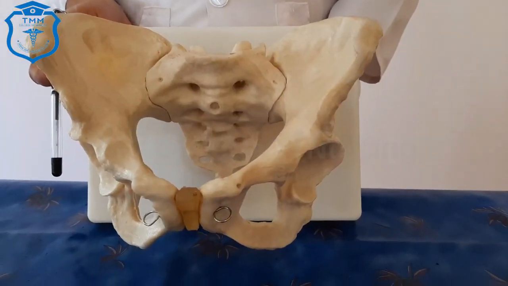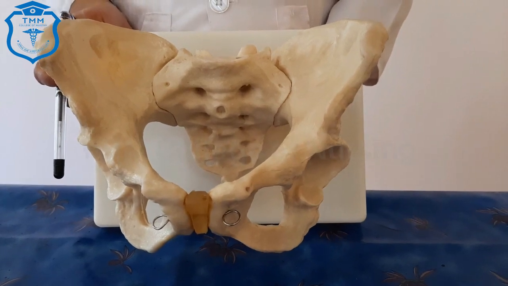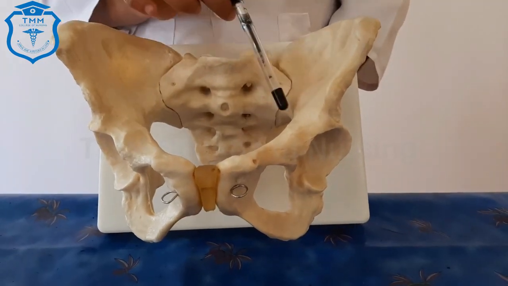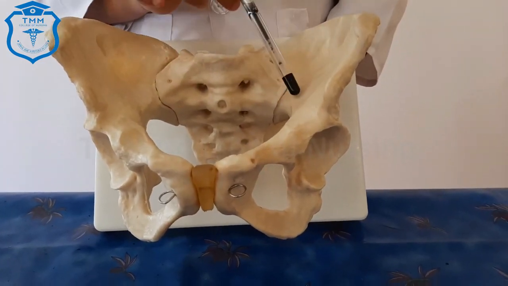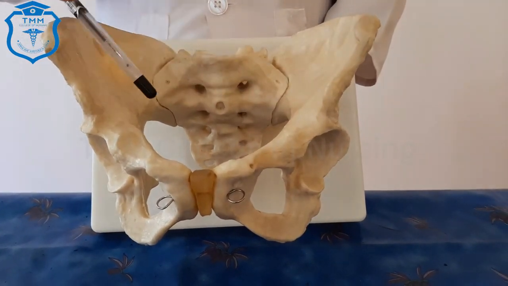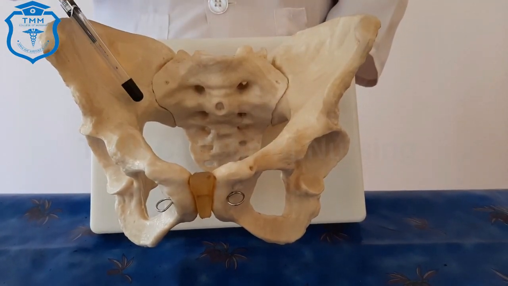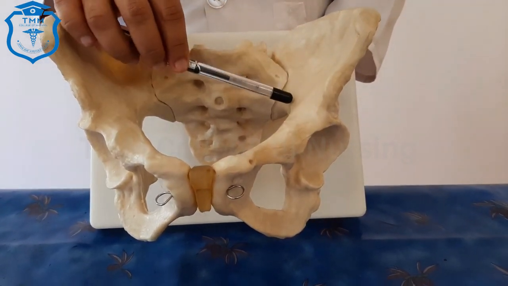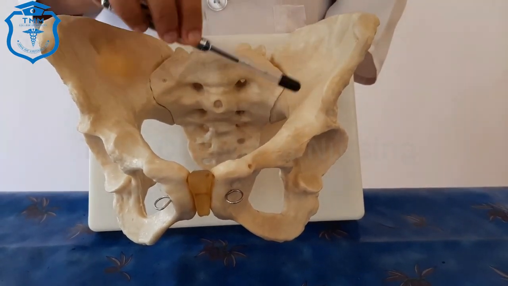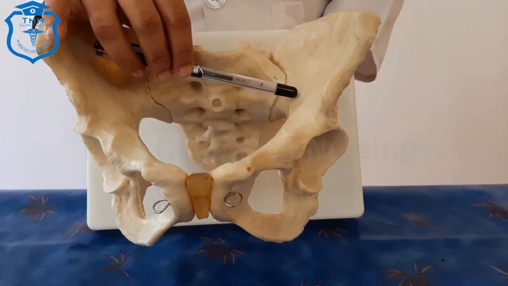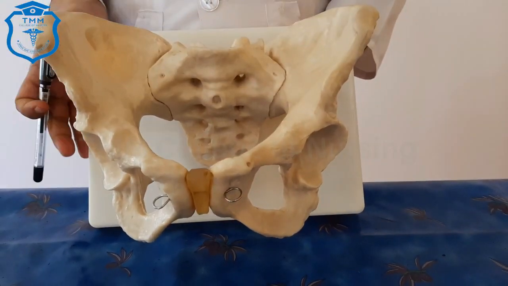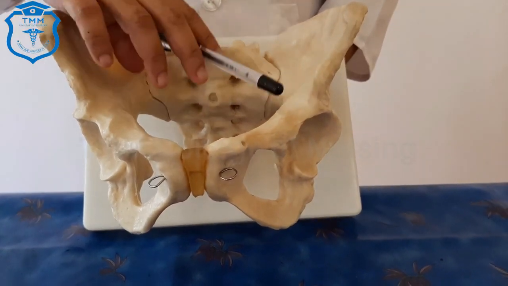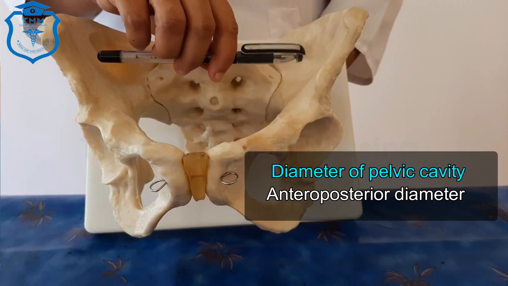Third diameter of the pelvic brim is the transverse diameter. It extends between the farthest points of the 2 iliopectineal lines. So it is the widest diameter in the pelvic brim, and this measures about 13 centimeters. So this is the transverse diameter of the pelvic brim. So there are mainly 3 diameters in the pelvic brim: anterior posterior, oblique and transverse diameter.